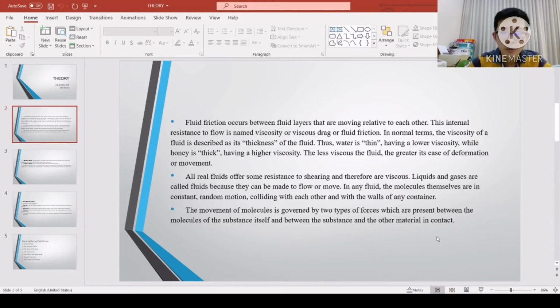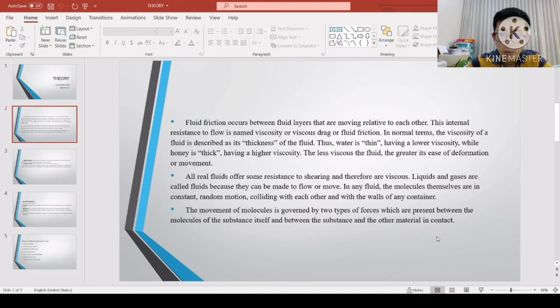Fluid friction occurs between fluid layers that are moving relative to each other. This internal resistance to flow is named viscosity or viscous drag or fluid friction. In normal terms, the viscosity of a fluid is described as its thickness. Thus, water is thin, having a low viscosity, while honey is thick, having a higher viscosity. The less viscous the fluid, the greater its ease of deformation or movement. All real fluids offer some resistance to shear and therefore are viscous. Liquids and gases are called fluids because they can be made to flow or move.